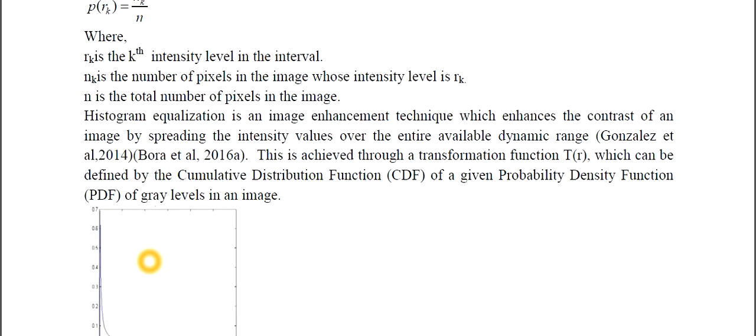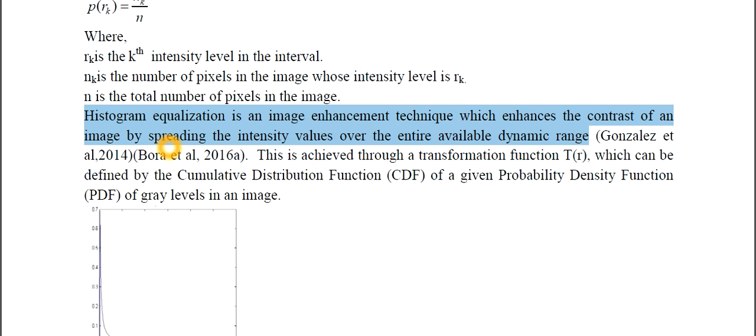Now, histogram equalization is an image enhancement technique which enhances the contrast of an image by spreading the intensity values over the entire available dynamic range. This is very, very important, the definition for histogram equalization and the formula I have just explained. So if a question comes like what is histogram equalization, please don't skip this statement.